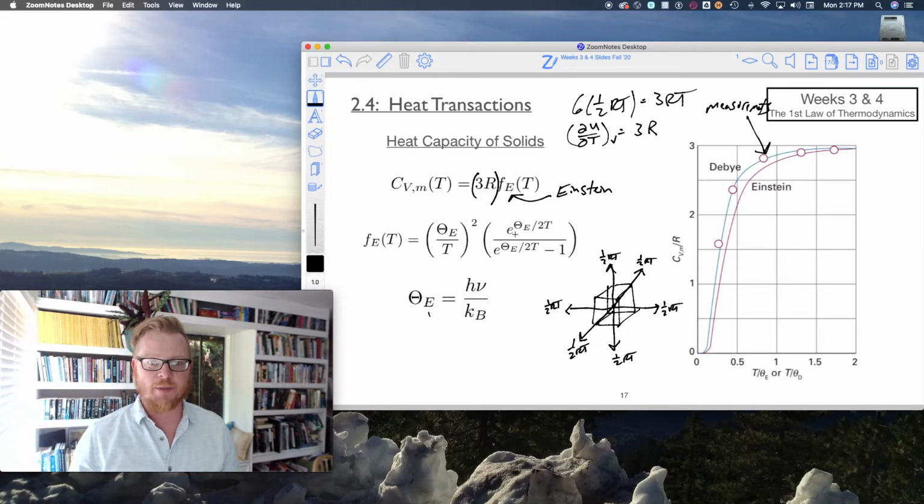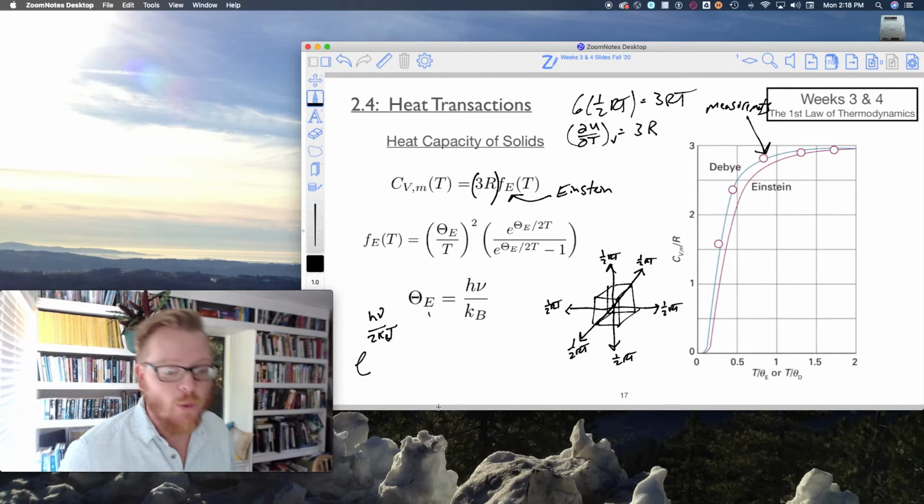Right, let's look at this. x equals theta_E divided by 2T, where theta_E is h nu over k_B. Let's plug that in. So e raised to the power theta divided by 2T is going to be e raised to the power h nu divided by 2 k Boltzmann T. Oh my God, that's it. That is a partition equation.